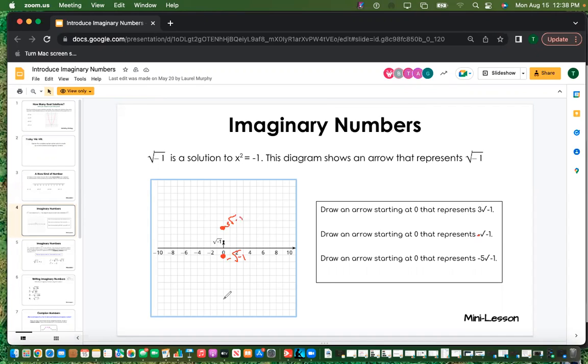Again, we've got the real number line, and we're moving off of it. This is not just your XY axis. This is actually like a number line and moving away from it. -5 square root of -1 is going to be down here. We're going to go down 1, 2, 3, 4, 5, and plot that point. Really understand that the square root of -1 is off the real number line.